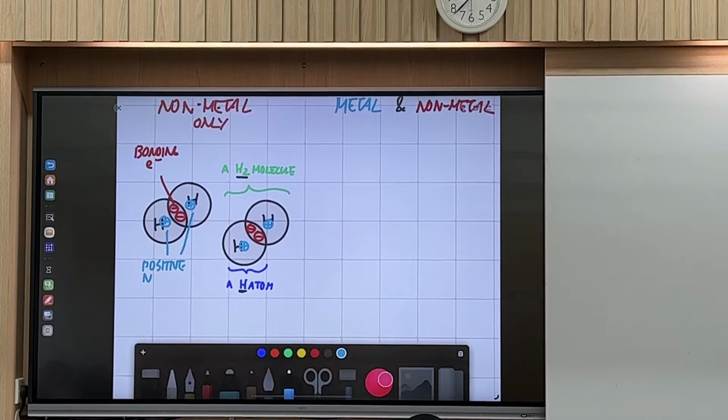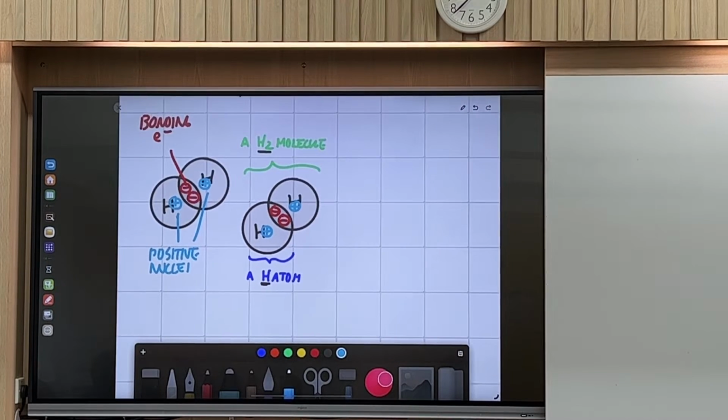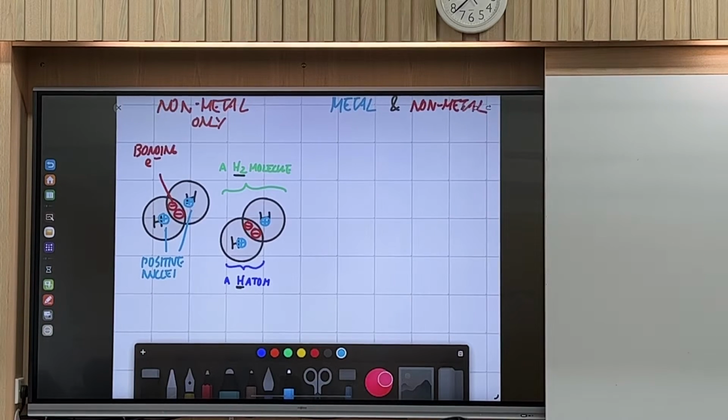Positive nuclei. I'm using the plural here because whenever you form a bond, there must be two atoms. You can't form a bond if you are by yourself. This is why I'm using the plural form of nucleus, nuclei. So this has to be plural. You need two atoms to form a bond. A single atom can't form a bond. You can't marry yourself. You can only marry somebody else. So that's what a bond is.